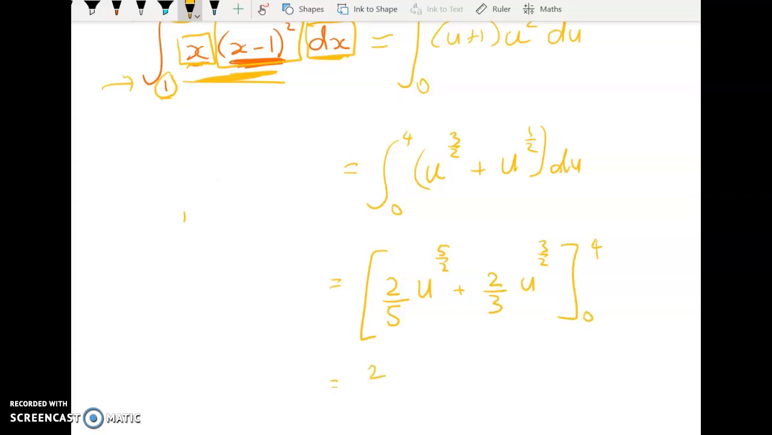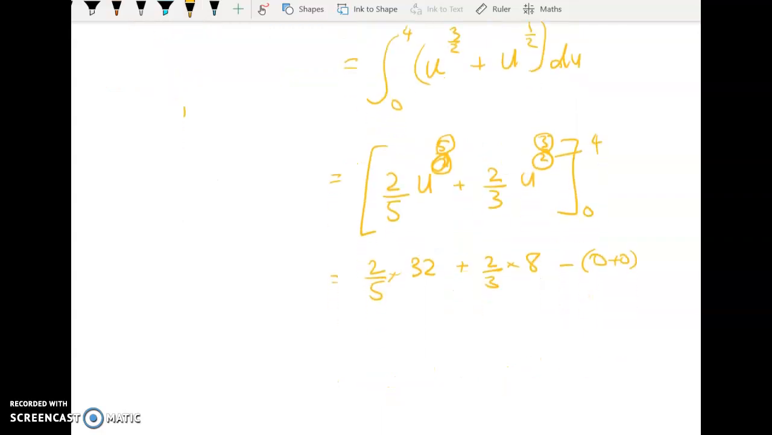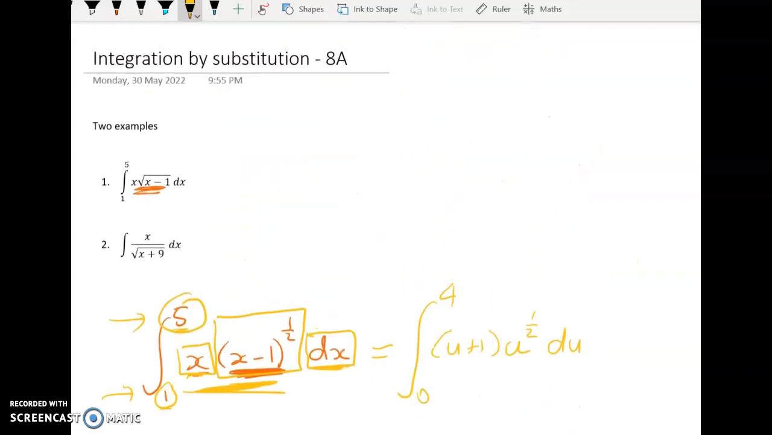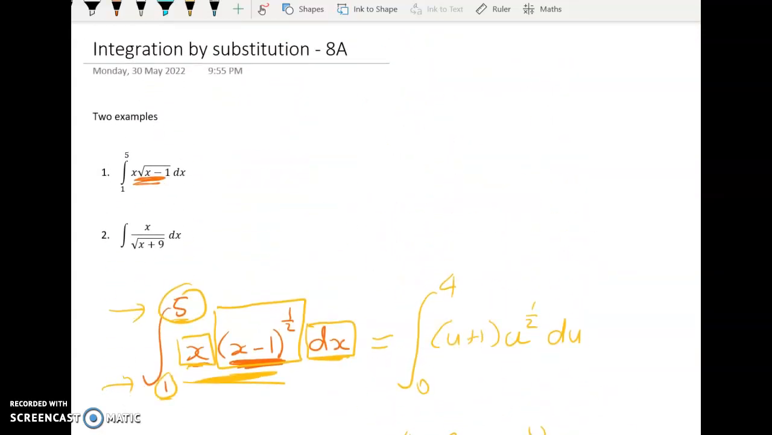So that works out to be 2/5 of, so this is the square root of 4 to the power of 5, so 2/5 of 32, plus 2/3 of the square root of 4 to the power of 3, which is 8, minus 0 plus 0. And when you clean all of that up, no one's going to want to watch this, but you end up with 272 over 15, which is about 18.1 to 3 sig fig. So that's the first one done. And in some ways I like the definite integral ones better because it's easier to visualize what's going on.